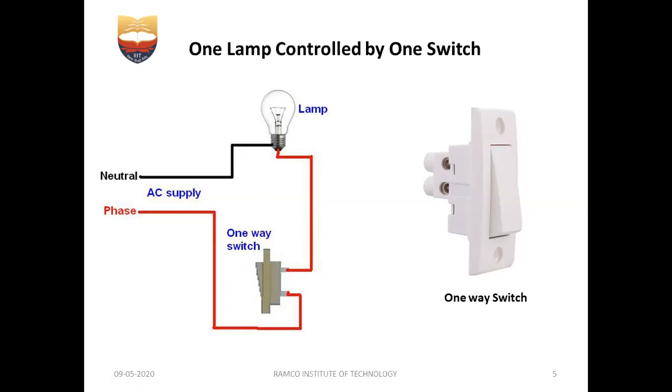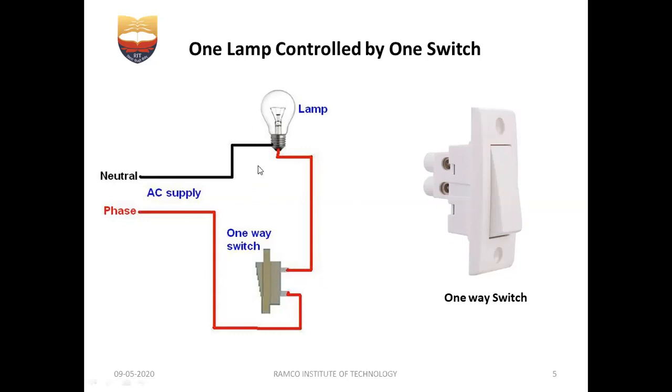Neutral is connected directly to the lamp. The phase should be connected through a switch. So when we press the switch, the load starts running, right? When we press the switch again, your load is disconnected. So that means on and off, right? So this is the circuit behind it.